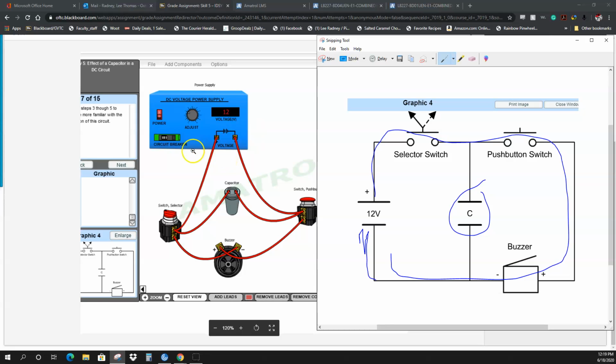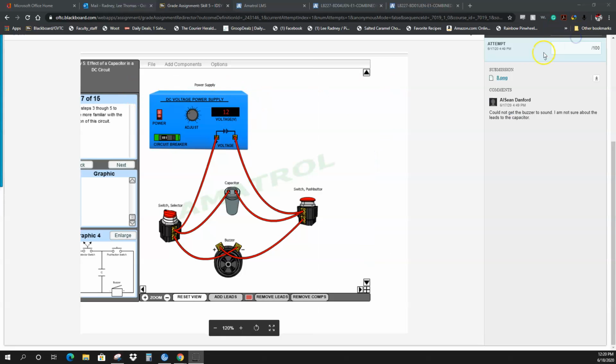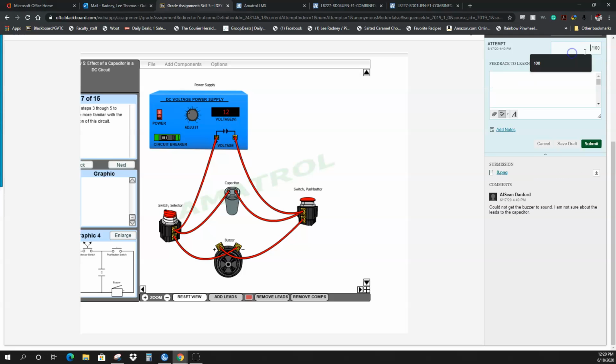What should happen is you should be able to charge up this capacitor, turn off the supply voltage to the buzzer using the selector switch, and see the push button actually draw the energy from the capacitor, and it'll beep for about a second and then die out. So try to redo that one if you'd like. I'm going to give you half credit for trying, but I'll give you full credit if you will resubmit.